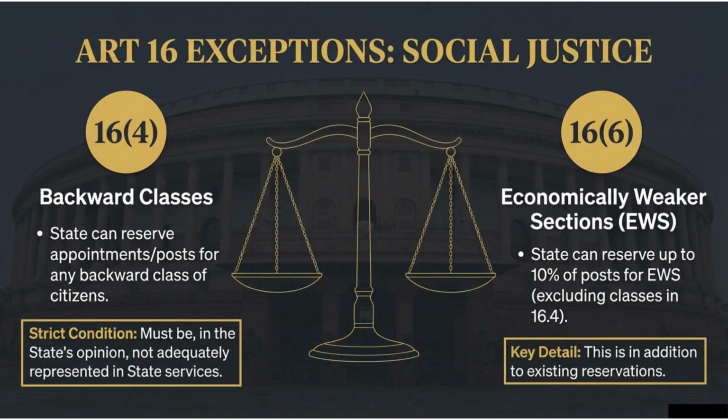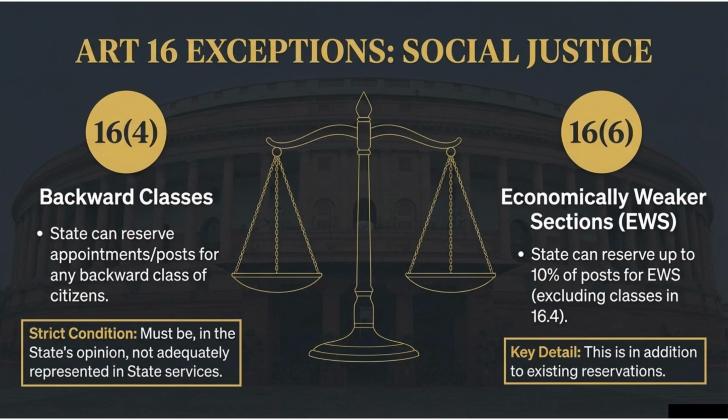This slide covers the two most important social justice exceptions in Article 16. Clause 16.4 allows the state to reserve appointments or posts for any backward class of citizens. The condition is strict. The state must be of the opinion that the backward class is not adequately represented in state services. It is not a blanket power. There has to be a finding of inadequate representation. This is the constitutional backbone of reservations in government jobs for OBCs, SCs, and STs.